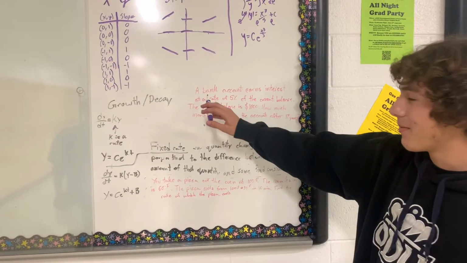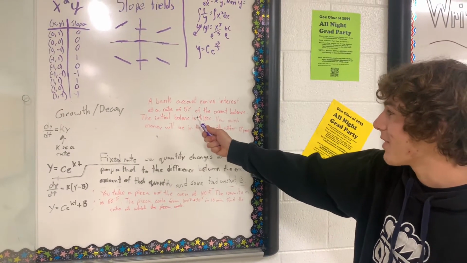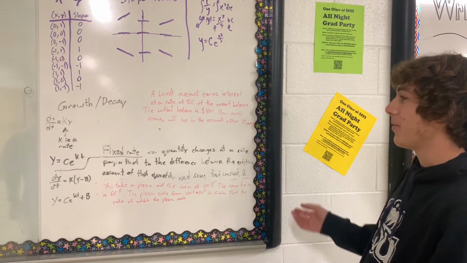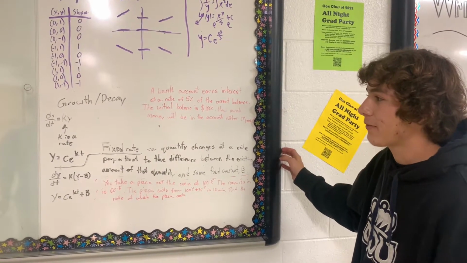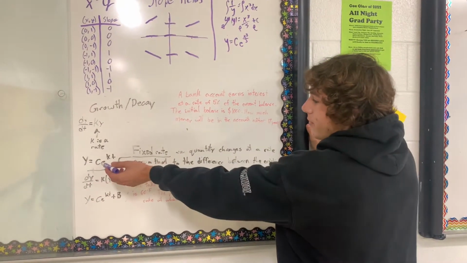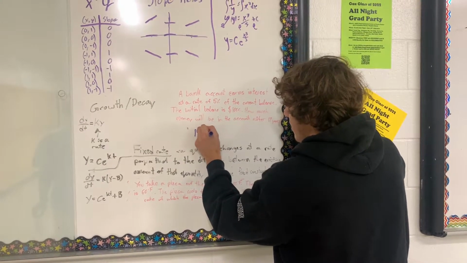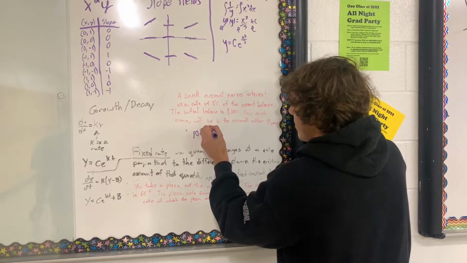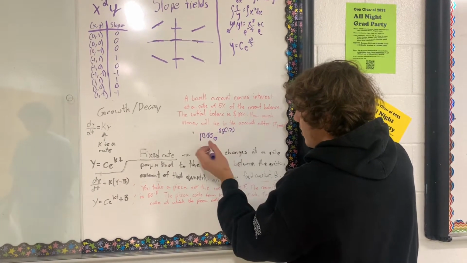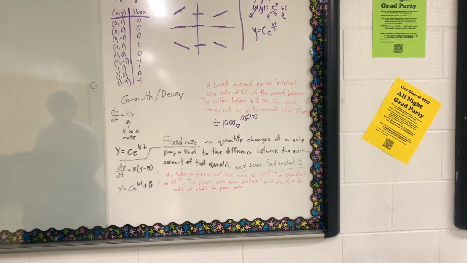All right. So for the first example, let's say a bank account earns interest at a rate of 5% of the current balance. The initial balance is $1,000. So we want to figure out how much money will be in the account after 17 years. And basically all you have to do is plug in the numbers from this equation: 2,000, e, k is 5%, 17 years, and then calculate that.